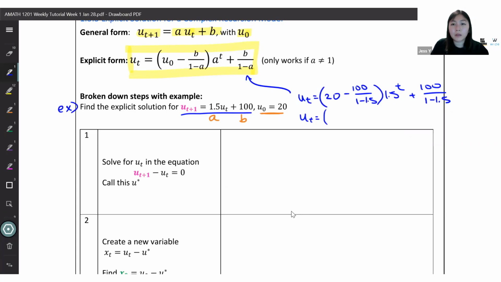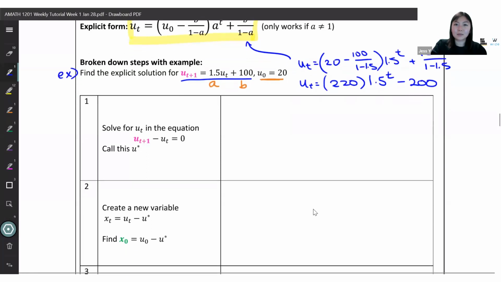If you simplify what's in this bracket, just to save us time, I'm just going to quickly do it. If you want to confirm using the calculator, you can do that. But this should be 220 times 1.5 to the power of t minus 200. I'm telling you, this is the answer you're going to get. But now I'm going to show you how to break it down using the steps.